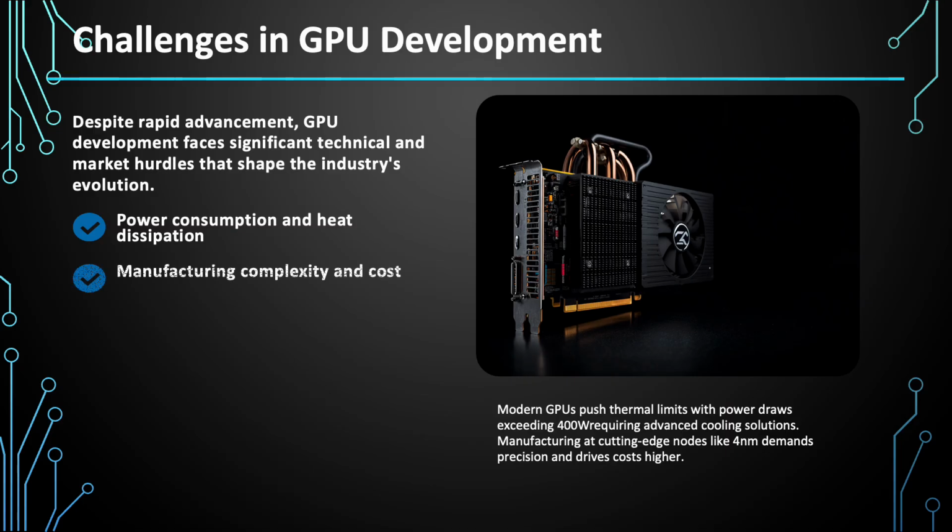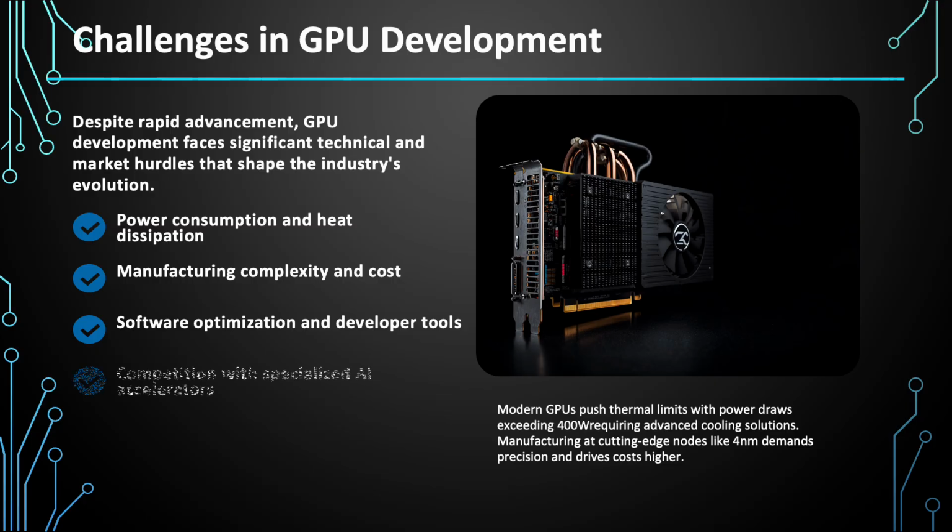Manufacturing complexity and cost. Manufacturing at cutting edge nodes like 4 nanometer and below demands precision and drives cost higher. It requires continuous software optimization along with competition from specialized AI accelerators.